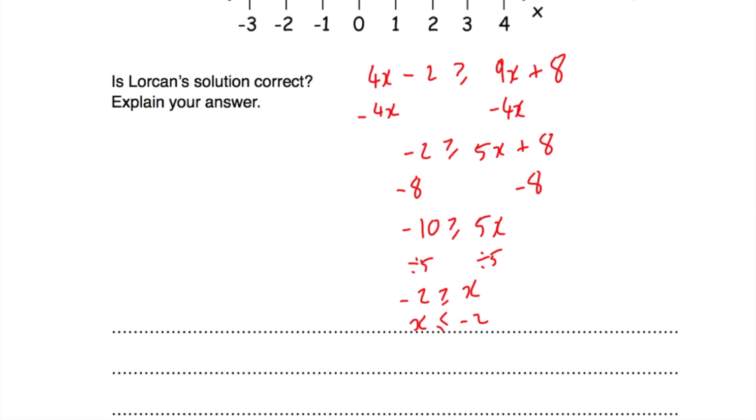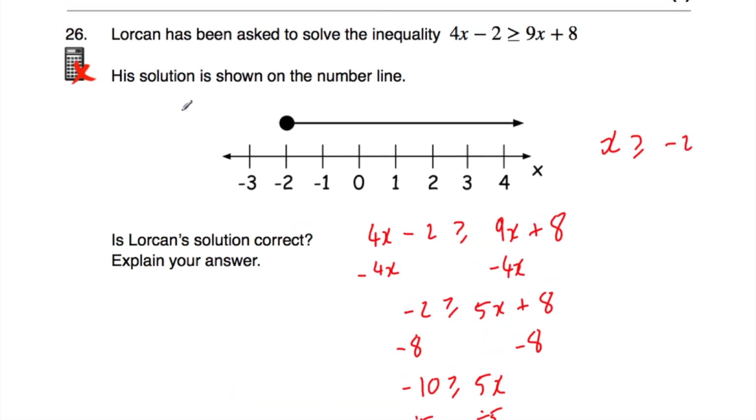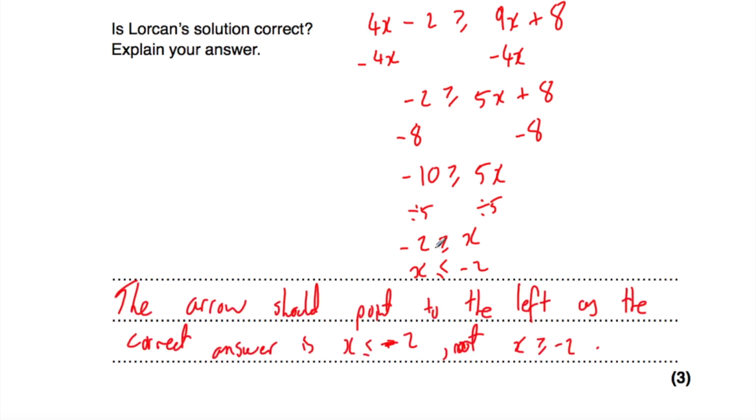Okay, now let's have a look at the inequality that Lorcan drew. Lorcan drew that x is bigger than or equal to negative 2. No, the answer is actually x is less than or equal to negative 2. So it should have been a shaded in circle at negative 2, but the arrow should have gone to the left because it's less than or equal to negative 2, not bigger than or equal to negative 2. So that's how I've just explained that the arrow should point to the left, as the correct answer is x is less than or equal to negative 2, not x is greater than or equal to negative 2. And that's it.